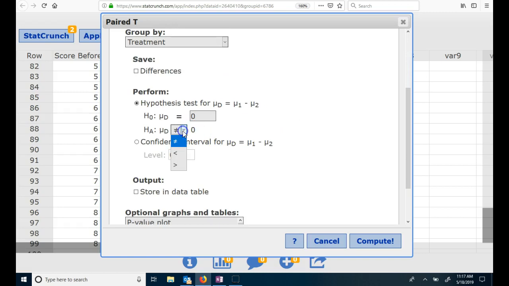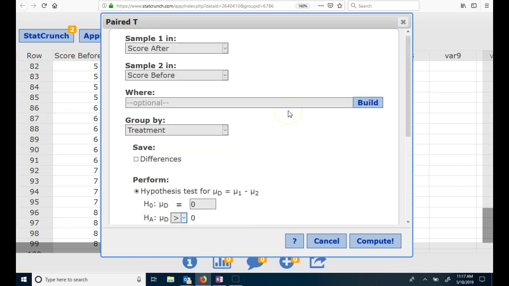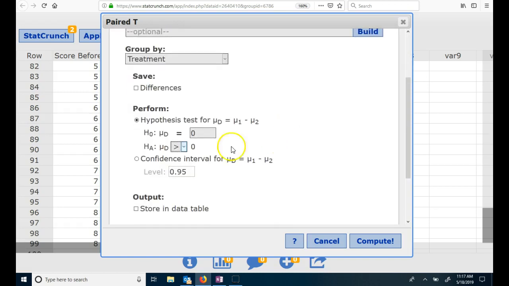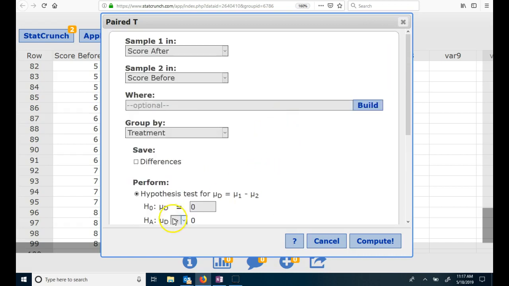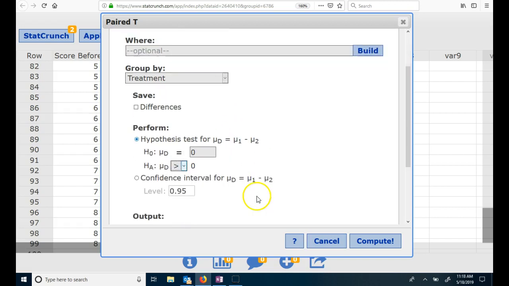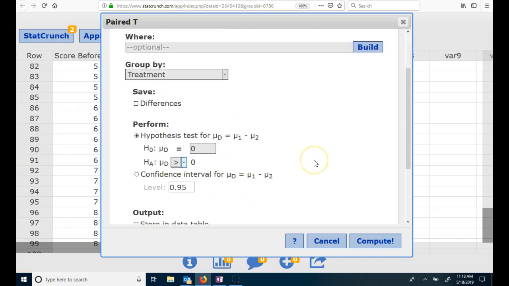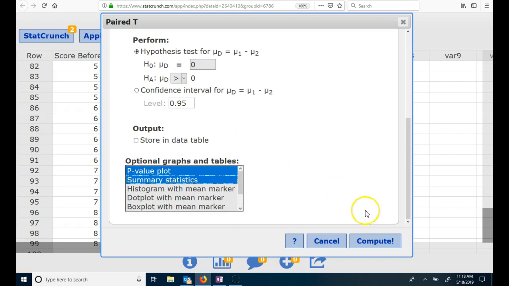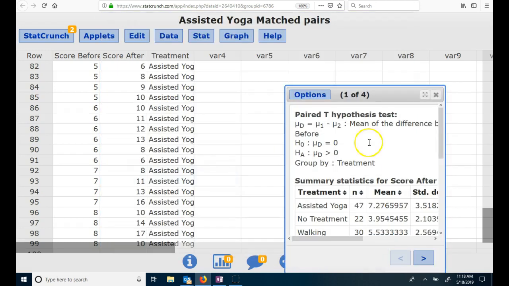And then I want mu d to be greater than 0, right? Really important. If you select the wrong sample to be the before and the after, that changes what your hypothesis should be, okay? So be very careful that your hypothesis, mu d being greater or less than, matches up with your before and after. In this case, I need after minus before to be greater than 0. Finally, I'm going to select a p-value plot, and I'm going to click on summary statistics because I want to show this too, and then we can go ahead and compute.